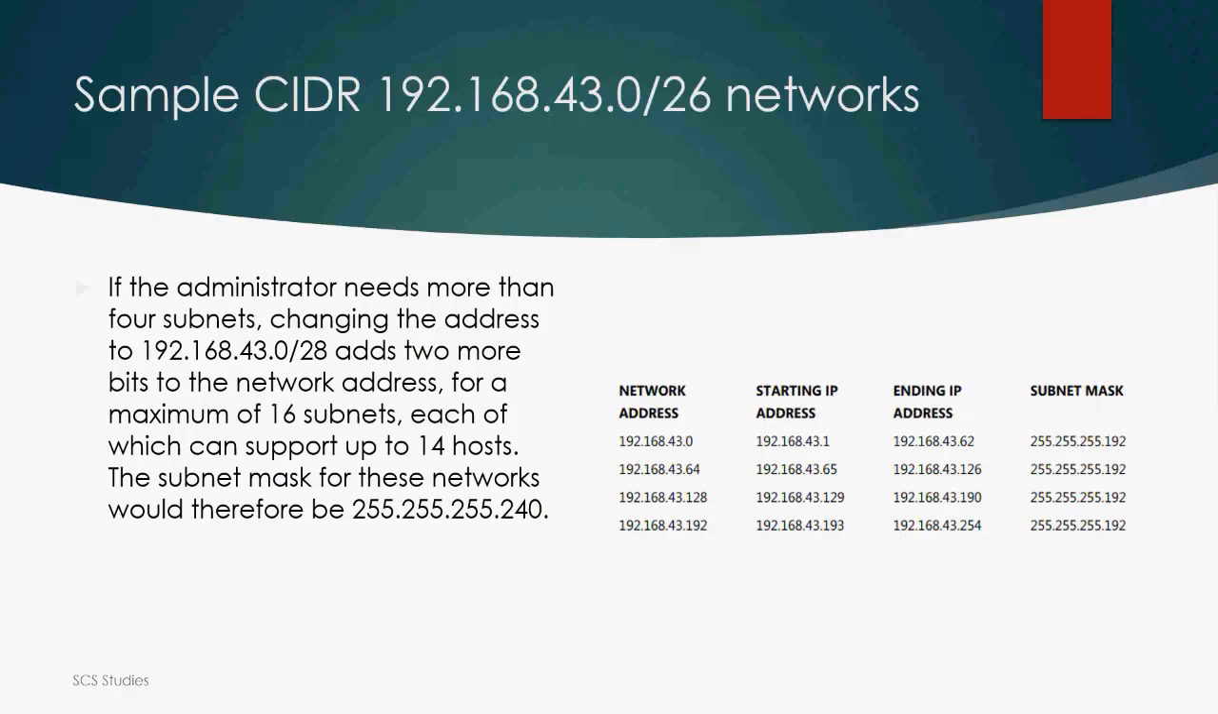Some examples, as you can see: the network address is 192.168.43.0, with a starting address of 192.168.43.1 and an ending address of 192.168.43.62, and the subnet mask will be 255.255.255.192. In the same network, we can get up to 4 subnetworks, each having a total of 64 IP addresses, of which we can use only 62. The rest 2 are used, one as the network address and one as the broadcast address. The 4 networks are shown on the right-hand side.